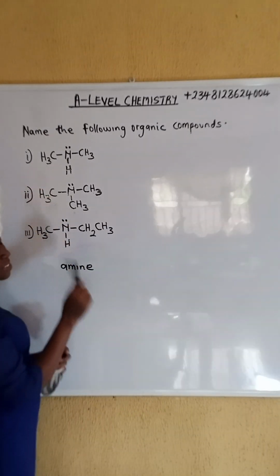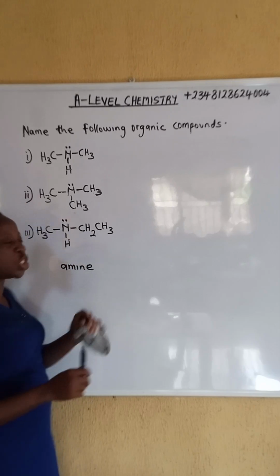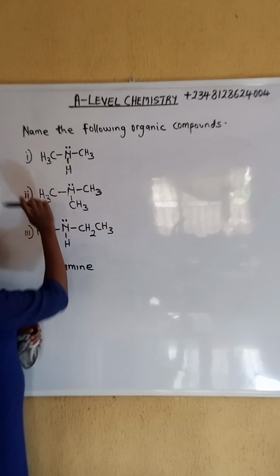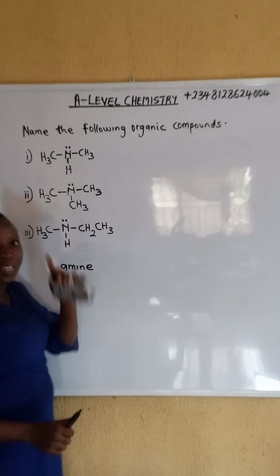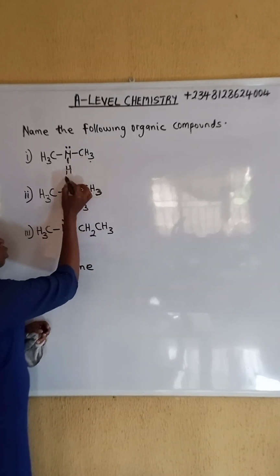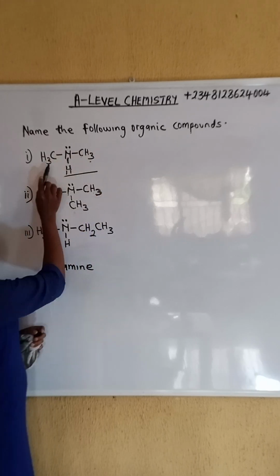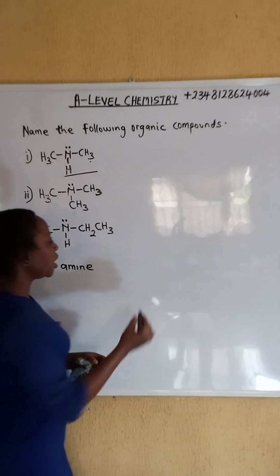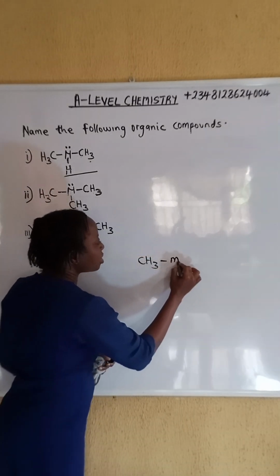Now you select the side with the longest continuous carbon chain as the parent chain. So let's look at this side. We have one carbon atom. Then at this side we have one carbon atom. So since you have one carbon atom at both sides, you can select any side. I'm going to select this side with the functional group as my parent chain. Then you consider this one to be a substituent. This is CH3, and we should not forget that CH3 is known as methyl.